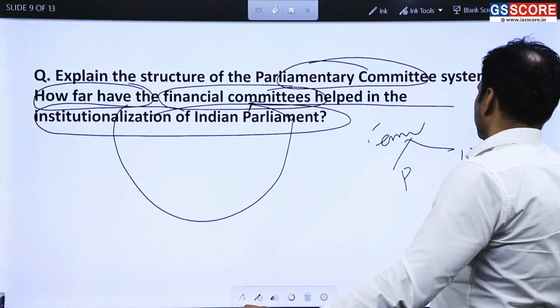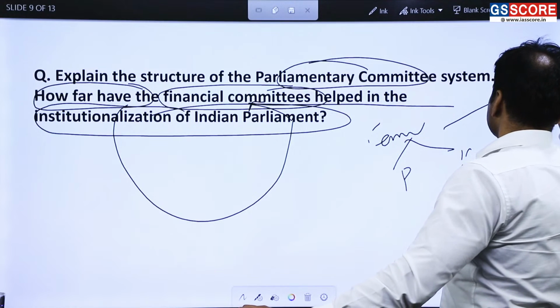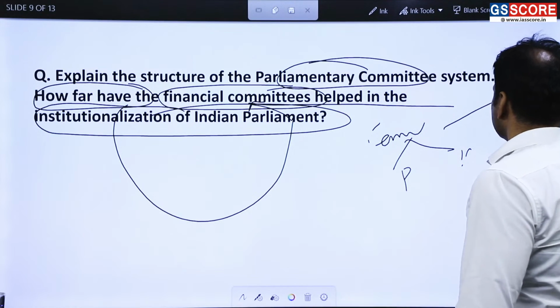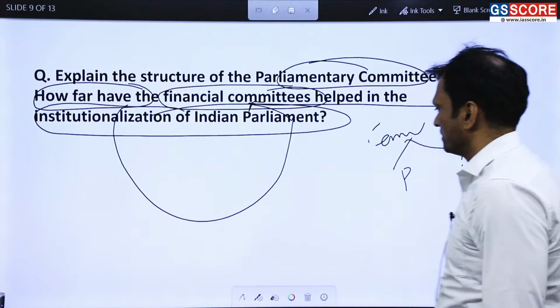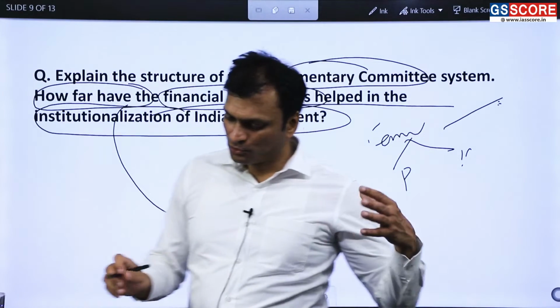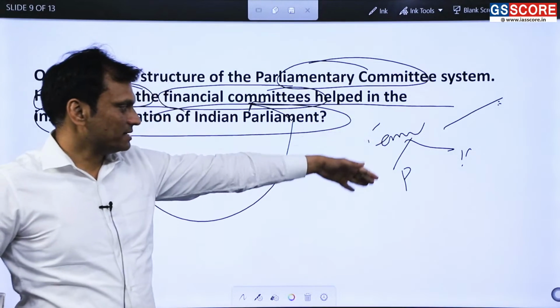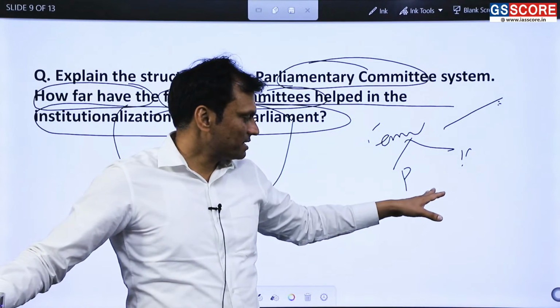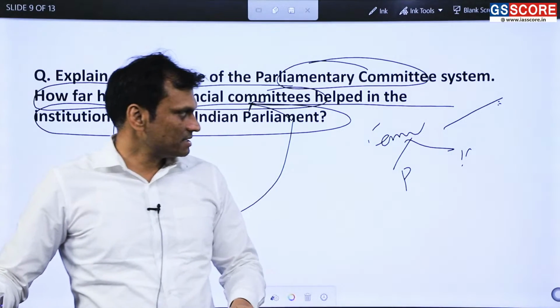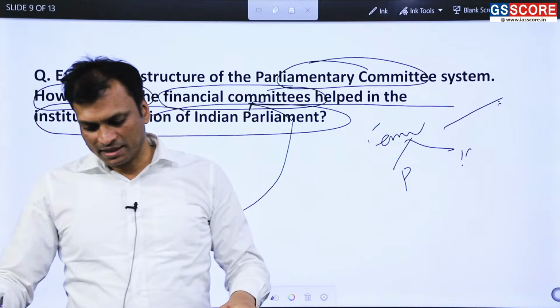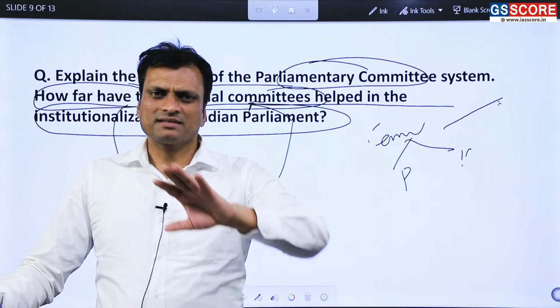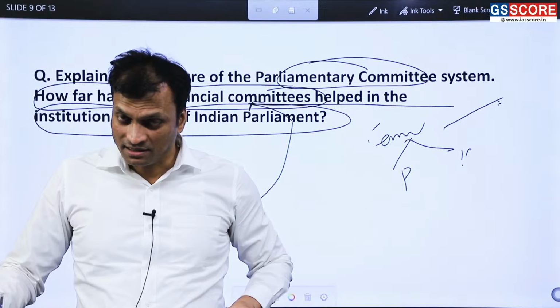So for structure, in the committee system, you can write committees structure: permanent, ad hoc, then the consultative committee of parliament. You mention here the consultative committee of parliament. And then you go on showing the departmentally related standing committees in parliament, the three finance committees, issue-based committees, and the different committees there. There is no need to write more than this here.